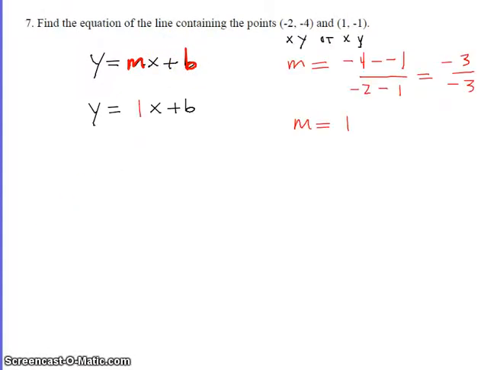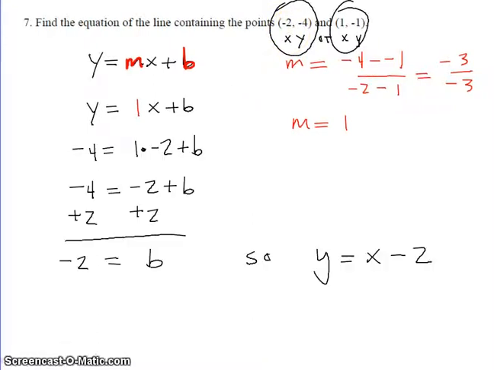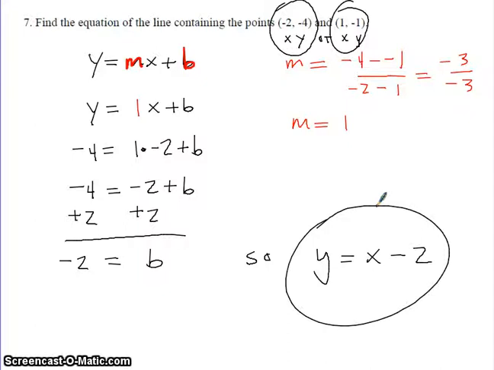Okay, so I found the slope, and I plugged it into y equals mx plus b. And now I need to use either this point or this point to plug in and find the b value. It doesn't matter which one you use. You just have to be consistent. If you use -2, you have to use -4. You have to use that single point. So let's see what happens. So I plugged in that first point, solved for b, and then I plugged back in to find out what the equation of the line is equal to.